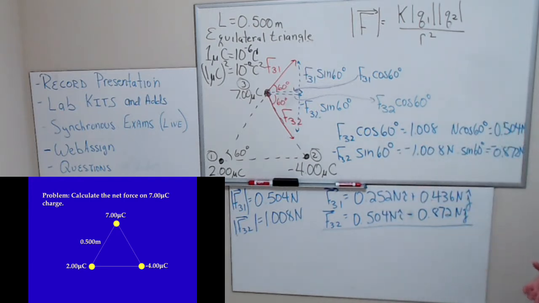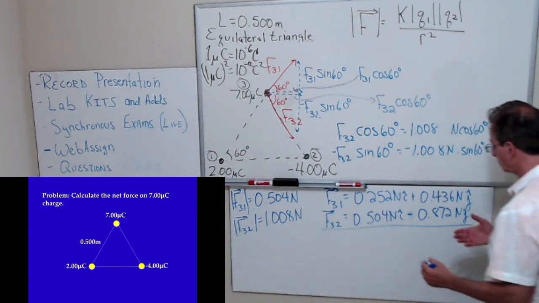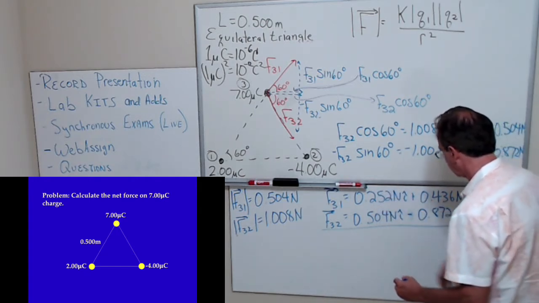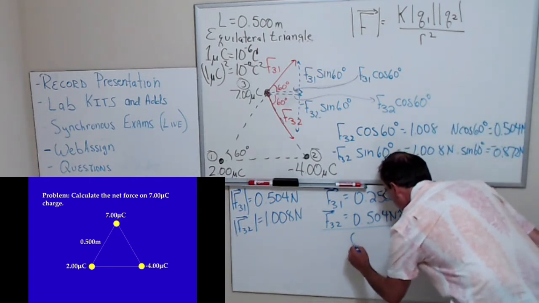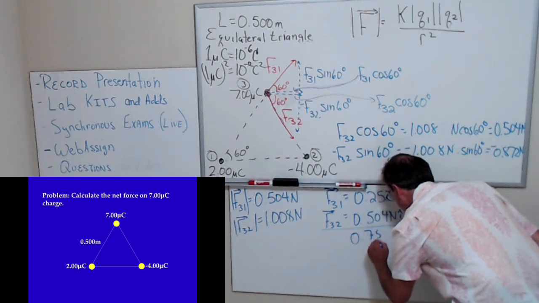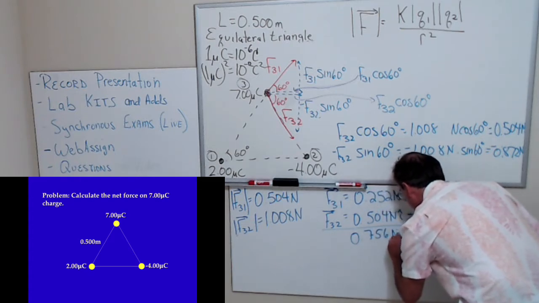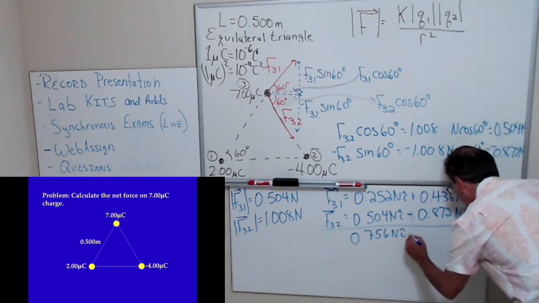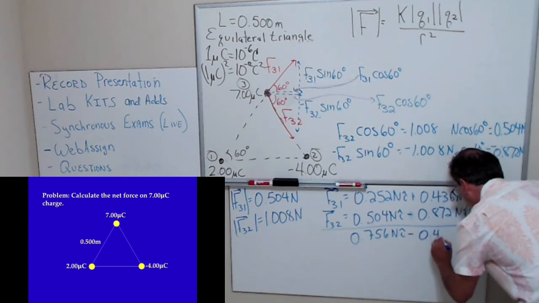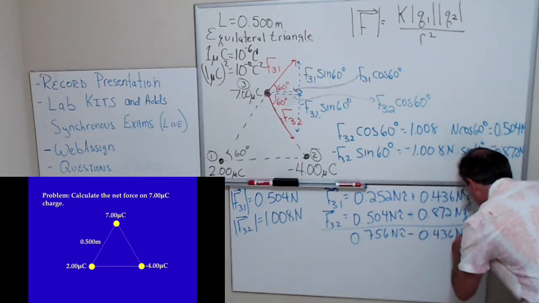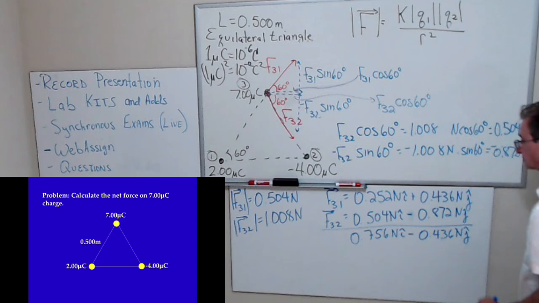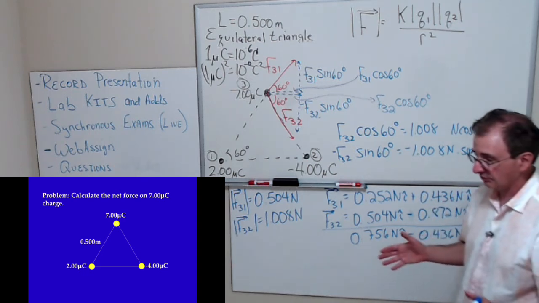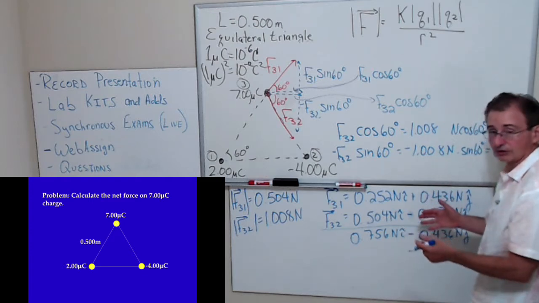All I'm going to do now is add together the components. So the components, when I add these together, I'm going to get 0.756 newtons in the I-hat direction. And when I add these two, I'm going to get negative 0.436 newtons in the J direction. And now I have it written in IJ notation. Okay, so this is a unit vector notation.